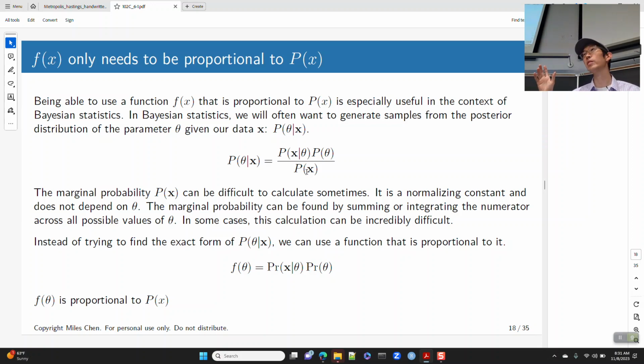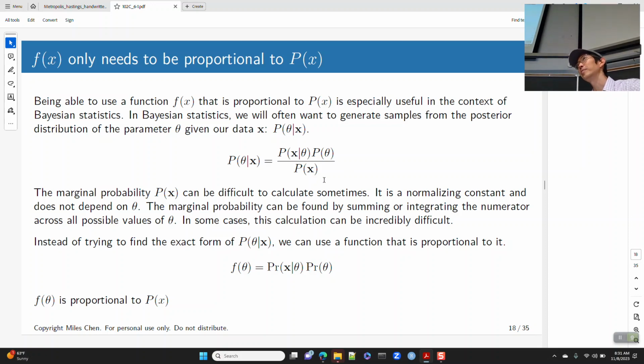Okay, with respect to theta, P of X is just a constant, and so it's just a normalizing constant, so that this entire thing integrates to 1 or sums to 1. And so rather than trying to find the exact form of P of theta given X, we can just get away with using the numerator only, okay? We don't have to figure out the normalizing constant.